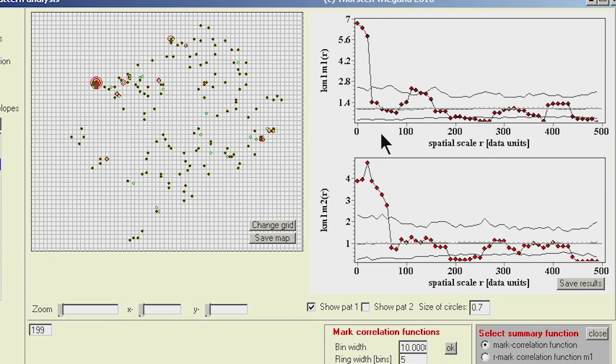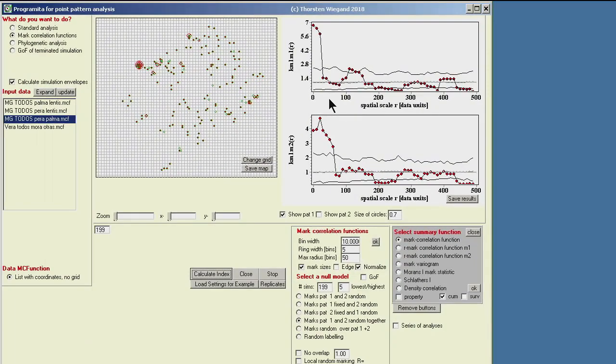Yeah, so I hope you have lots of fun trying Programita to redo this analysis and to learn how to use mark correlation functions.